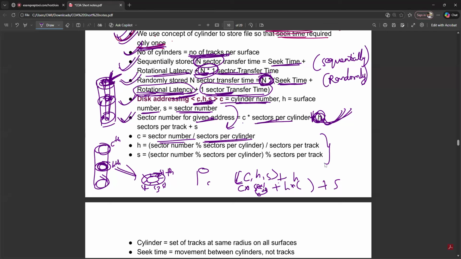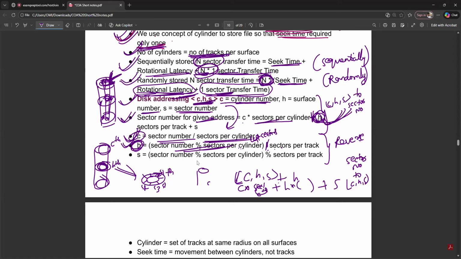Now this is the reverse, from sector number to CHS. This formula is used for sector number to CHS. If you have the sector number, you divide it by sectors per cylinder, you will get the C. Now whatever sector numbers are left, you mod it with the sectors per cylinder, so you get the left sectors. You divide by sectors per track, you get the surface number H.